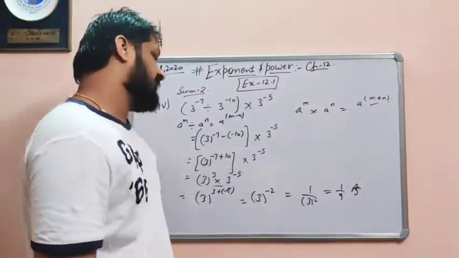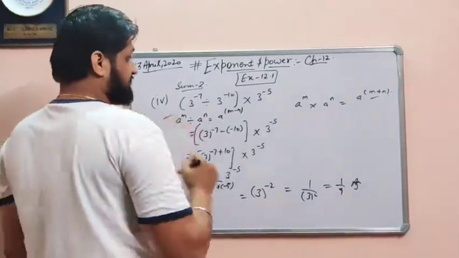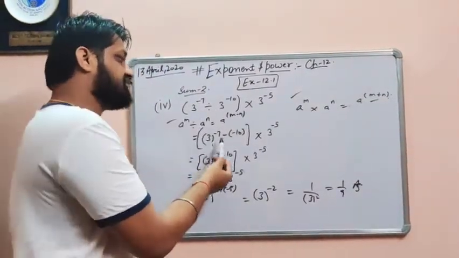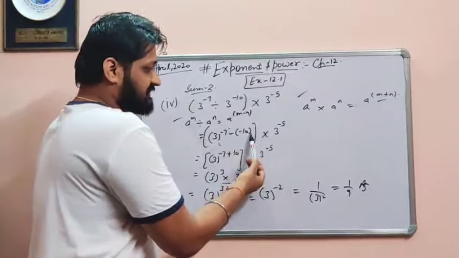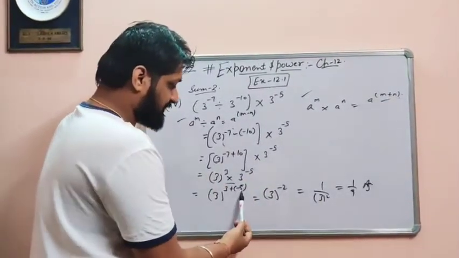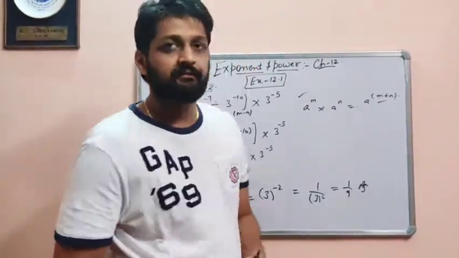So see the steps how we have done this question. Two identities, we have used two laws of exponents. First this and then this. 3 raised to the power minus 7, minus into minus 10, minus minus will give you plus, so 10 minus 7 that is 3, and now minus 5 and 3 gives you minus 2, so 1 by 9 is the answer.